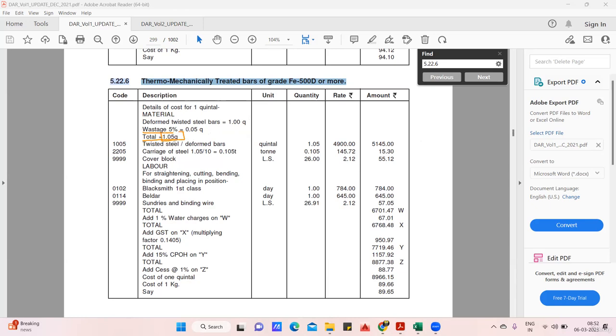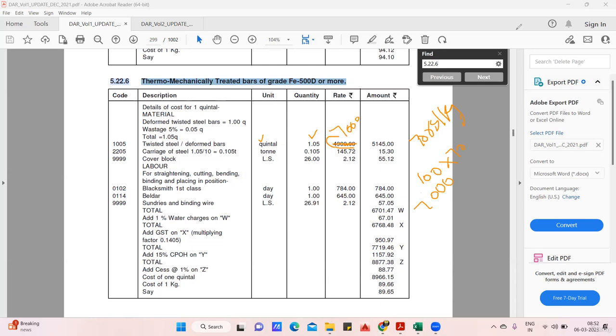First, we'll start with twisted steel or deformed bar. So it's written quintal here, and we got 1.05. Now come to the rate. So again, you see, this rate is on a very lower side. Because if you go to the market now and check the cost of steel, it is at least 70 rupees per kg. And we are speaking here in terms of quintal, that will be 100 kg. So 100 times 70 will come out to be 7,000 on a very minimum side. So this is not 4,900. It should be at least 7,000.